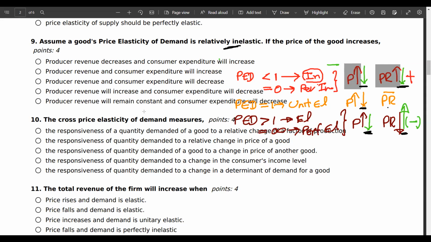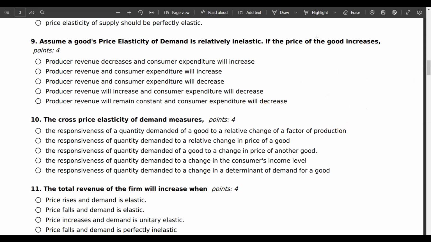For question 9, the answer here is, as you can see, producer revenue and consumer revenue both will increase. That's the answer for this question. Hope you guys got that. Moving on to the next question now.